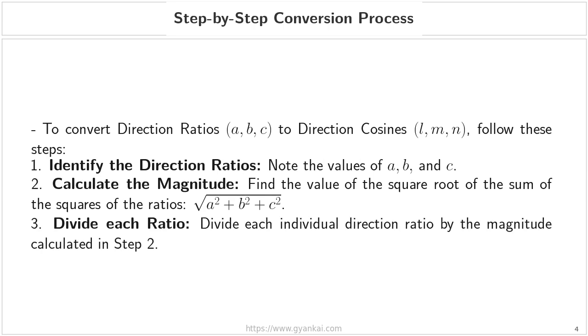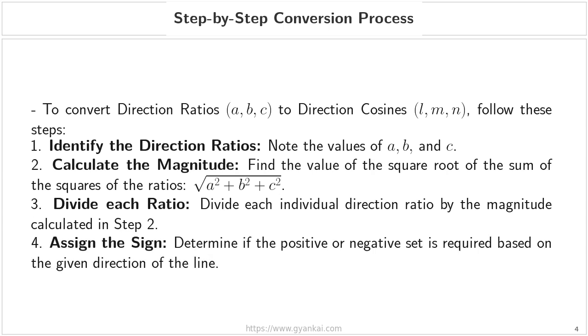Once you have that magnitude we just calculated, take your original values of a, b, and c and divide each one by that magnitude. This process is what normalizes the numbers, shrinking them down so that the sum of their squares will eventually equal 1. Finally, you must assign the sign.